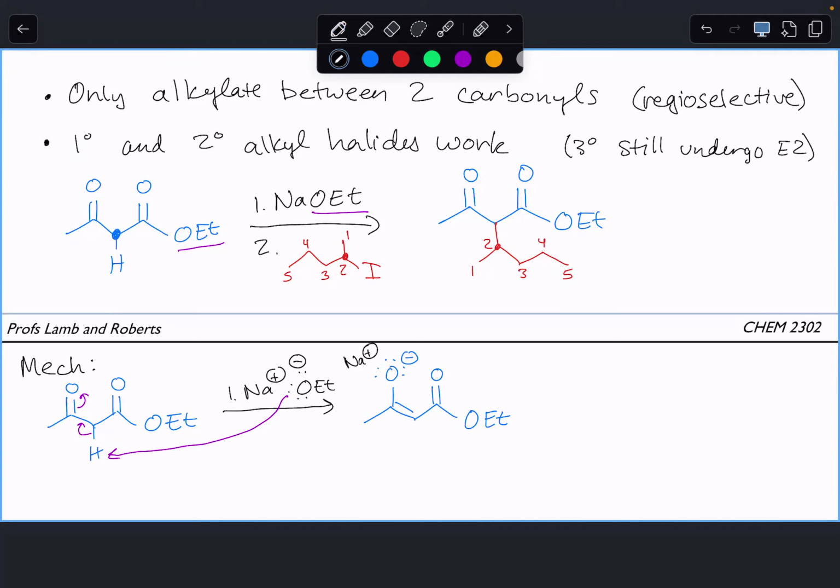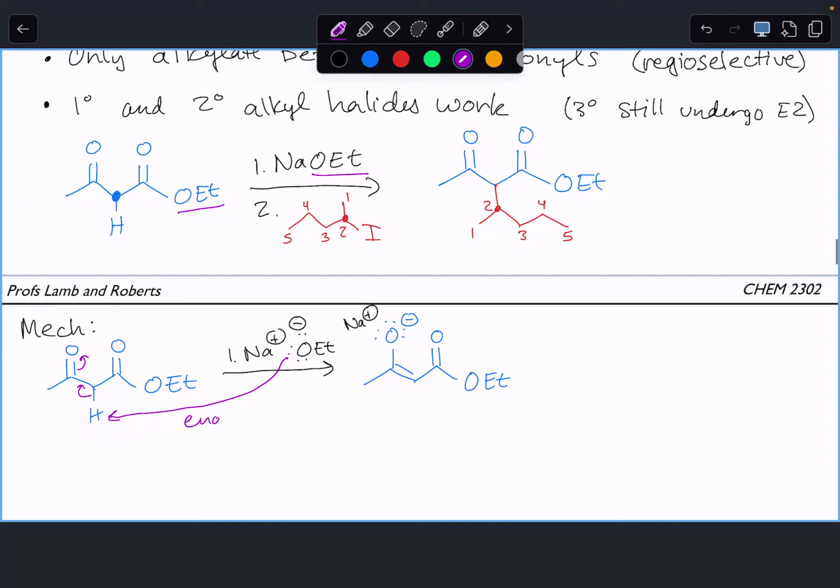So now we have made our nucleophile, right? Made our nucleophile, which is our enolate. And so we are now ready to do our SN2 reaction. So our second step, we're going to introduce our alkyl halide. Again, that's our electrophilic site, carbon attached to the leaving group.